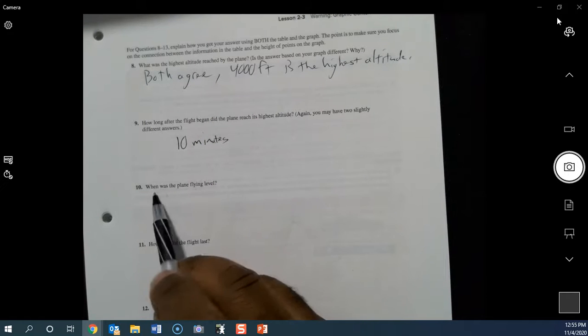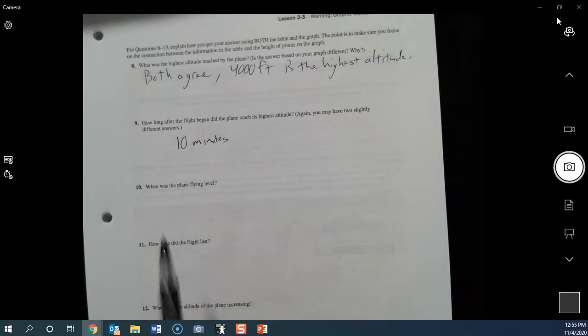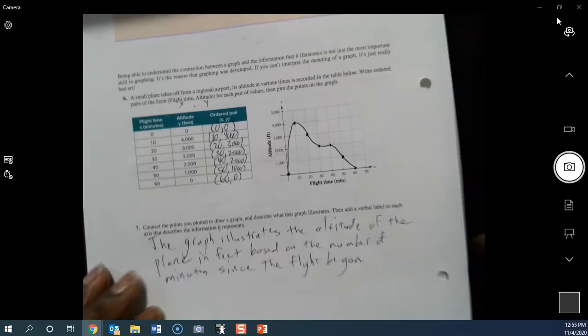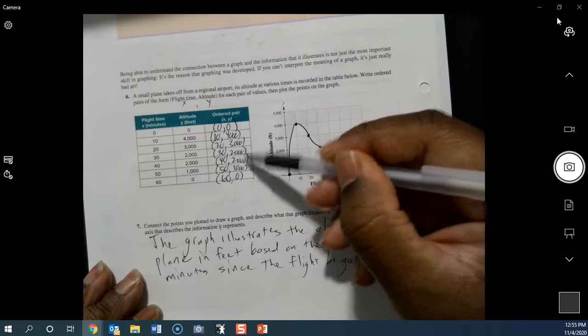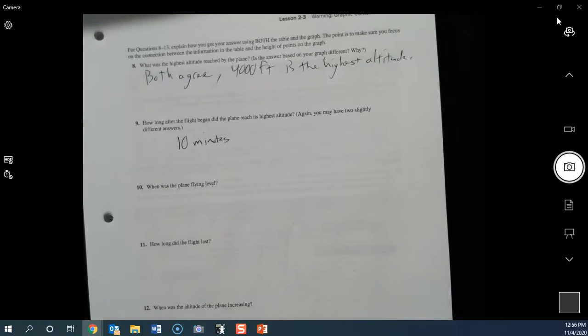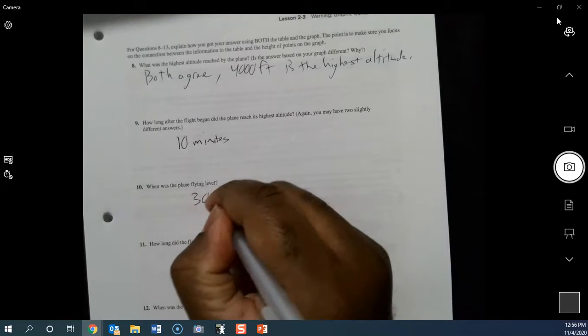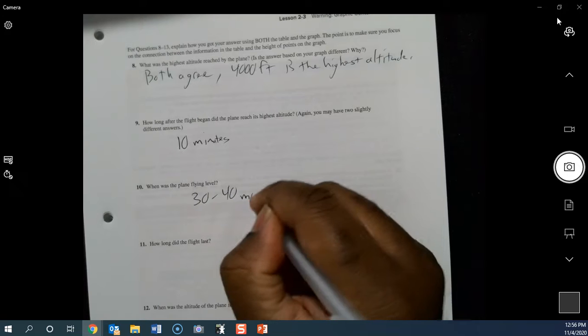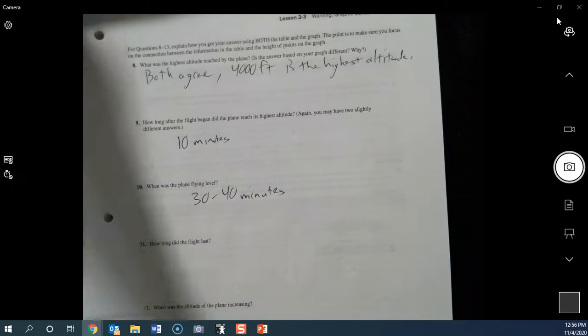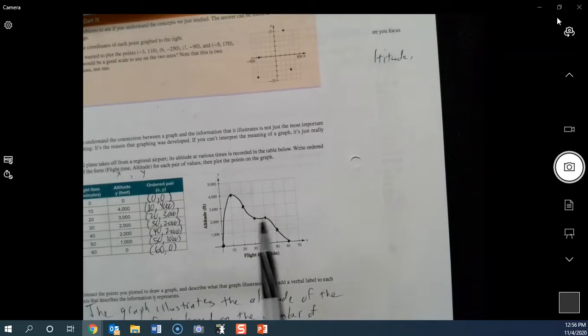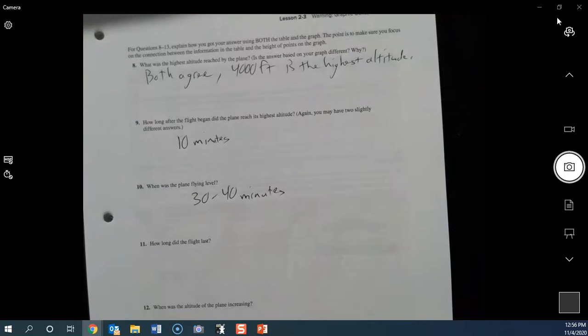When was the plane flying level? Now, when it says flying level, that means that it remained the same altitude. And that was from 30 to 40 minutes. It remained at 2,000. So it'll be 30 to 40 minutes. And you could also see that on the graph too. 30 to 40 minutes is the same.